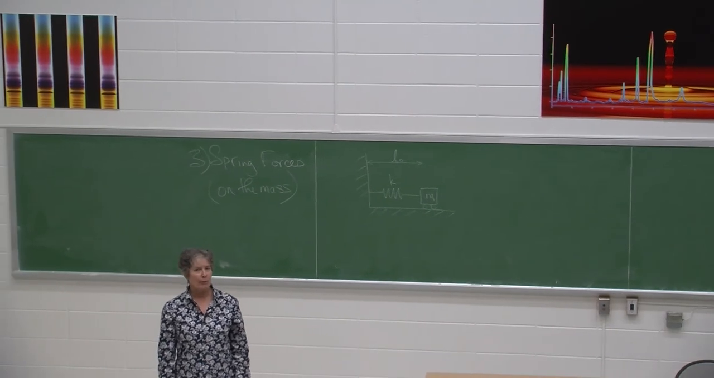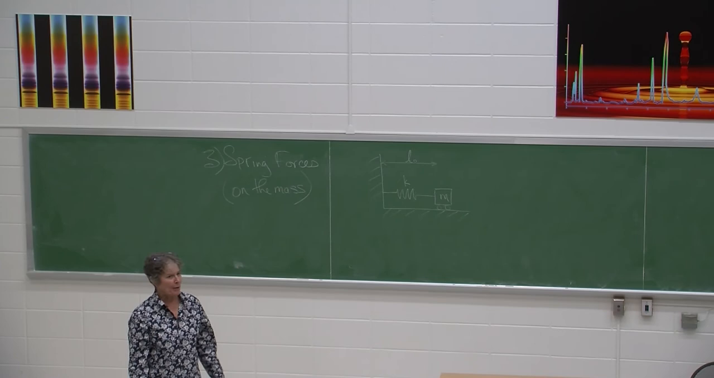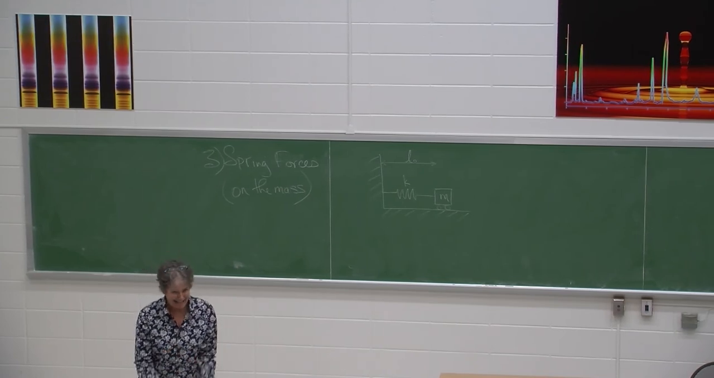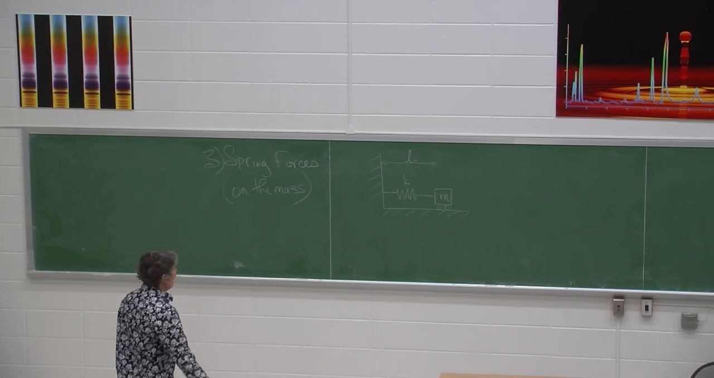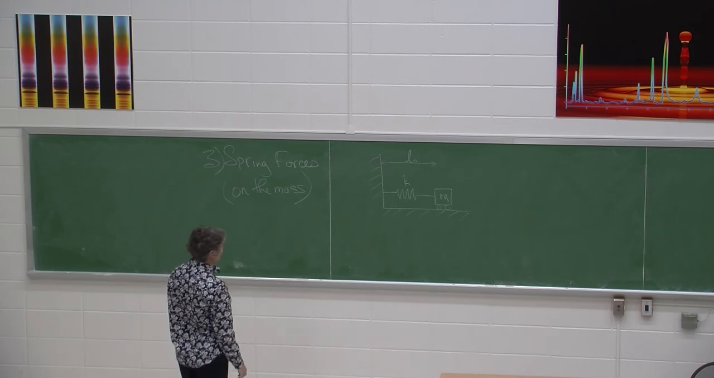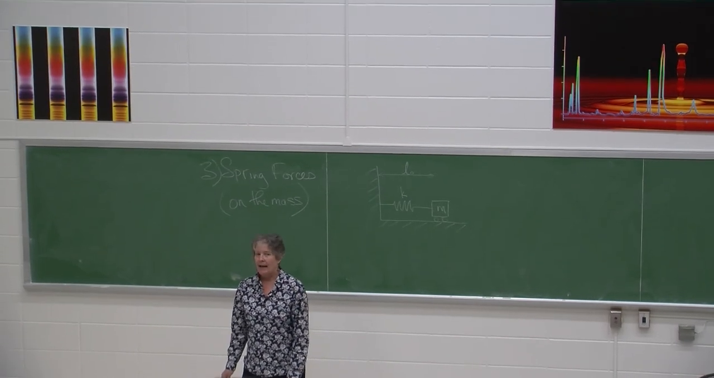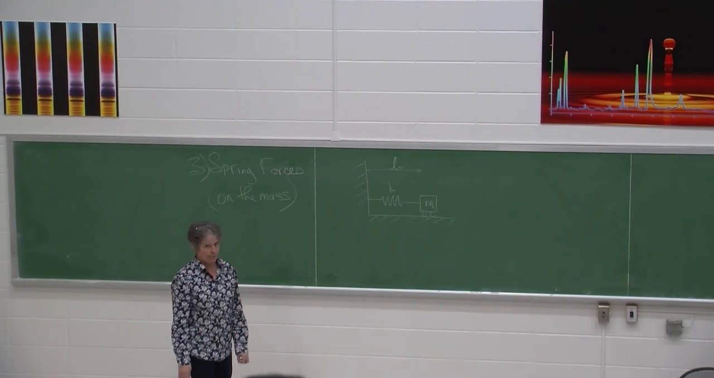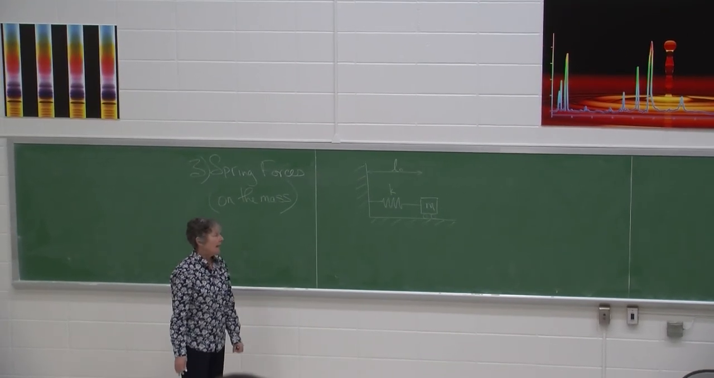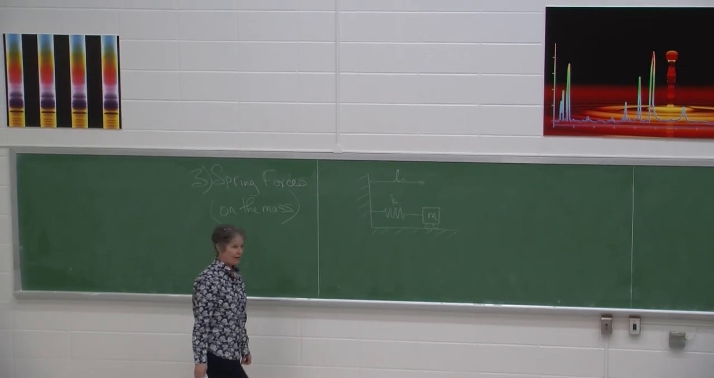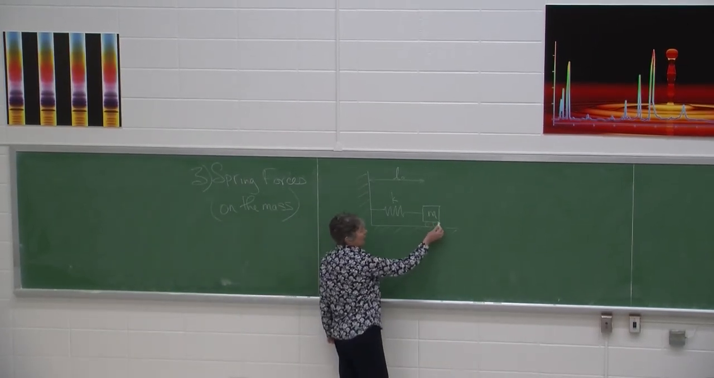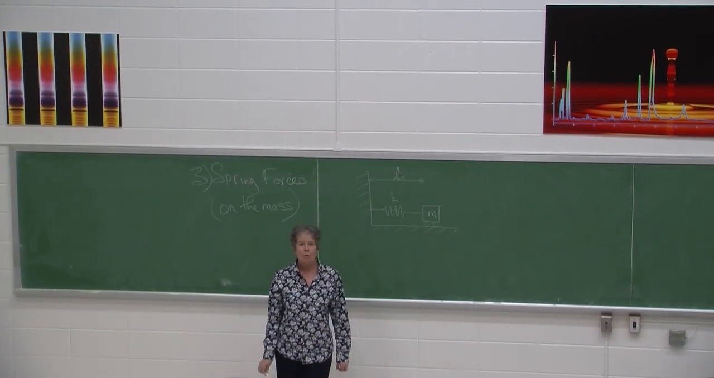They are spring forces as the spring acts on the mass. And so we're going to set things up by starting with a single mass and a single linear spring. I'll tell you what linear means in a minute. It's on a horizontal surface, and this little icon of the wheels just means that there's no friction there.